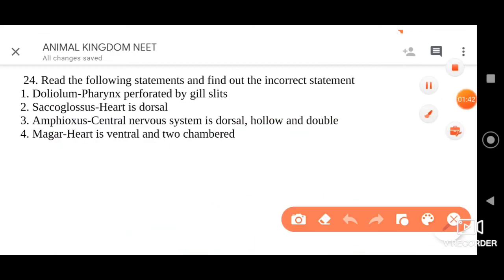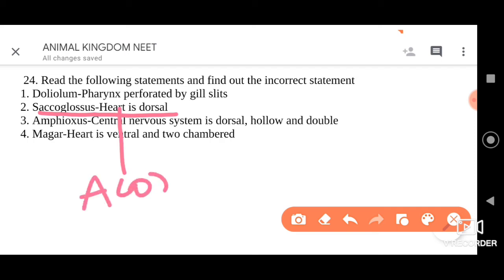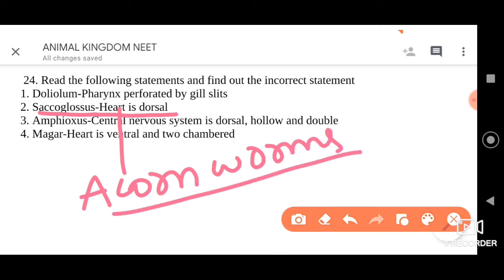Next, let us understand about Saccoglossus. The statement given is heart is dorsal. Saccoglossus are the acorn worms. They belong to the phylum Hemichordata. Let me tell you, dear students, that in Saccoglossus we can find the heart at the back of the body. Generally the heart is dorsal here. So that's the correct statement which is given.